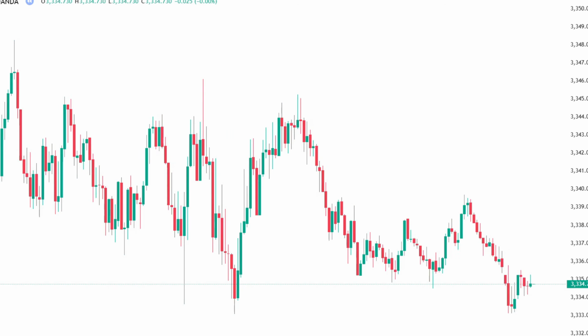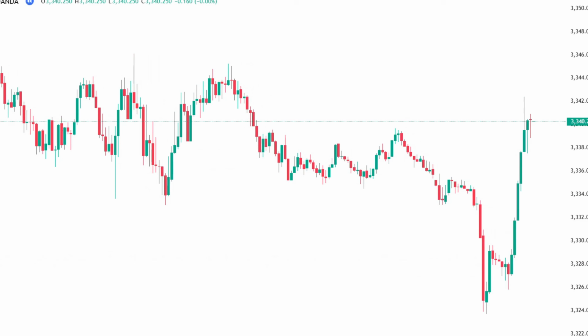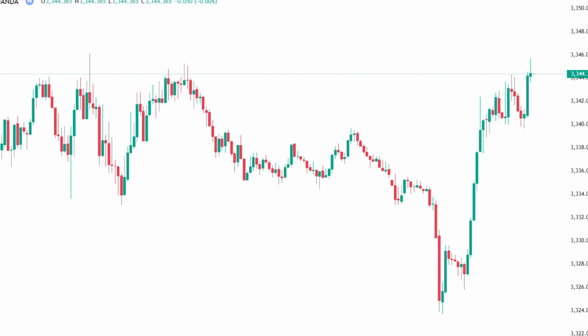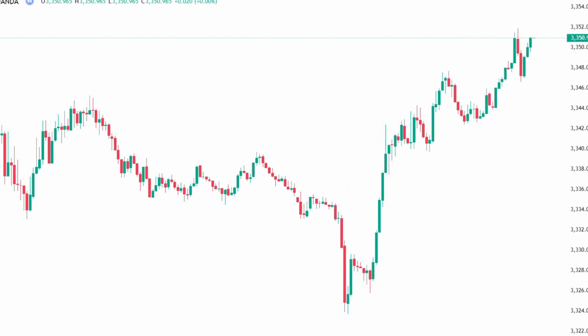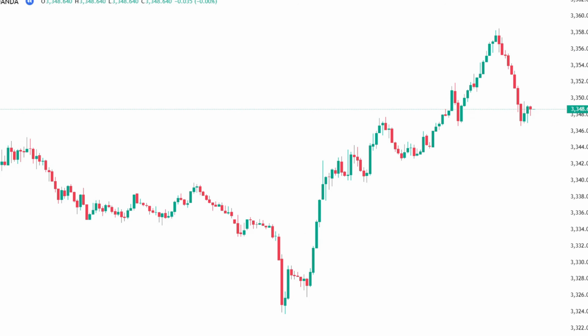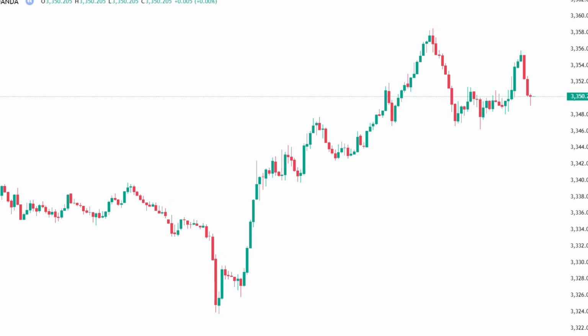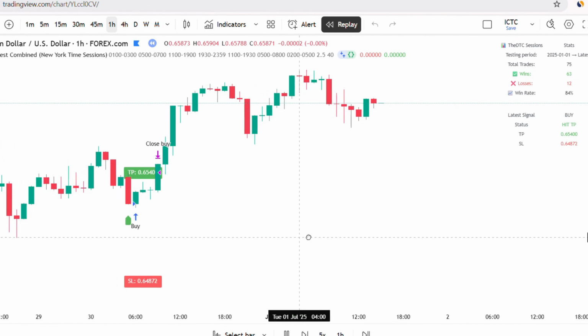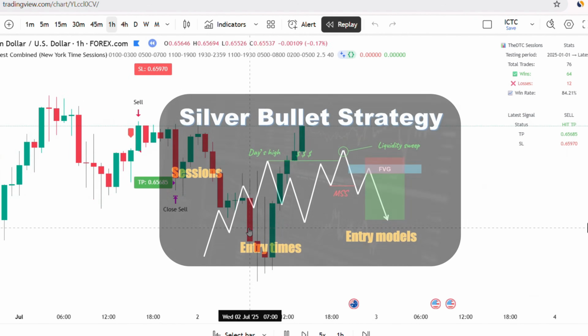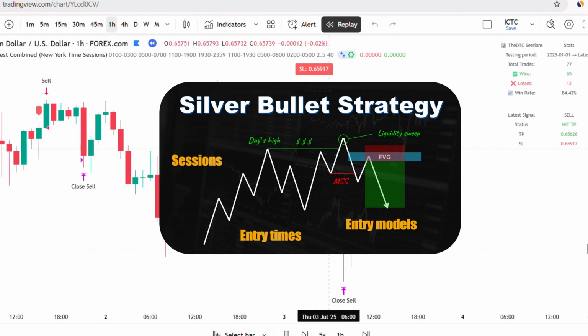So protect your capital like it's your lifeline, because it is. The market rewards those who can stay patient, manage risk, and execute without fear. Once you master that, the profits start chasing you instead of the other way around. If you made it this far, you've got the full silver bullet breakdown. Now it's your turn to put it to work.